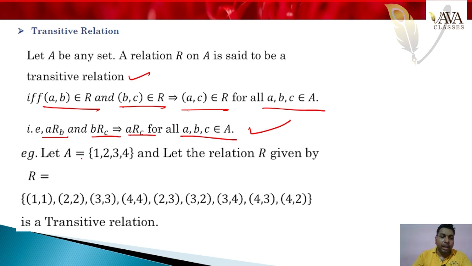Okay. Let A equal to {1, 2, 3, 4}. Let R be the relation given by R equal to {(1,1), (2,2), (3,3), (4,4), (2,3), (3,2), (3,4), (4,3), (4,2)}. It is a transitive relation.